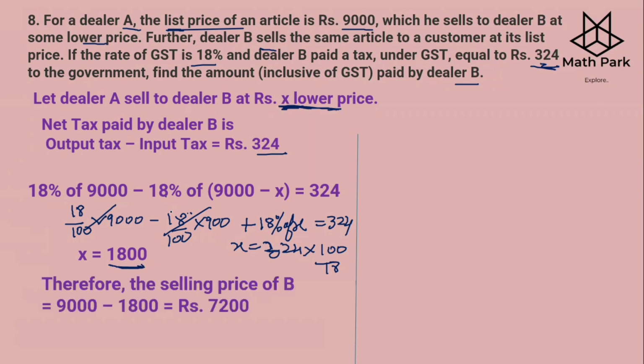Then the selling price of B is going to be, this is the lesser which is being sold, 9,000 minus 1,800, which is 7,200. That is the actual selling price for B.